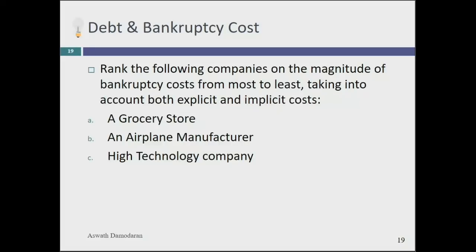So you've got a grocery store, an airplane manufacturer, or a high technology company. You can name the high-tech company, a software company, a services company. Based just on expected bankruptcy costs, which one would you expect to borrow the least? Assume they all had the same operating income. So last year they all made $1 billion in operating income. So they look profitable. But I'm going to argue that one of these 3 companies is going to borrow a lot more than the others. Which one?